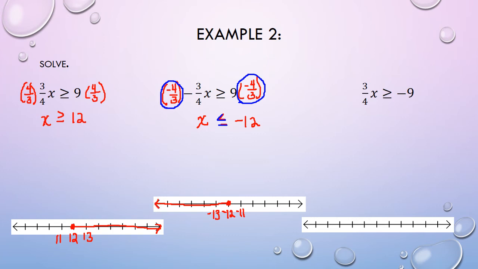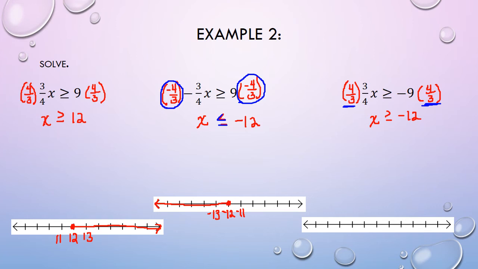Okay, now the third one right there, the positive 3/4 x is greater than or equal to negative 9. We are going to multiply by the reciprocal, which is 4/3. That gives us x is greater than or equal to negative 12. So notice here, because we are multiplying, this 4/3 is positive. The inequality sign greater than or equal to stays greater than or equal to. Okay, so it didn't get flipped there.